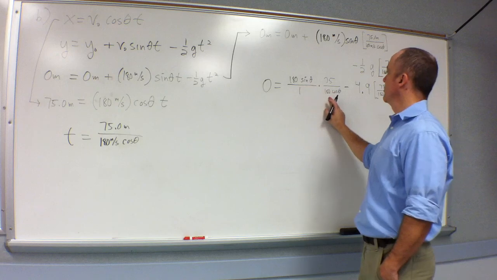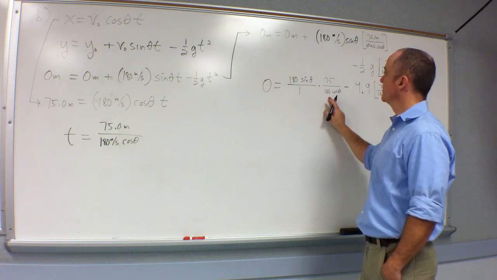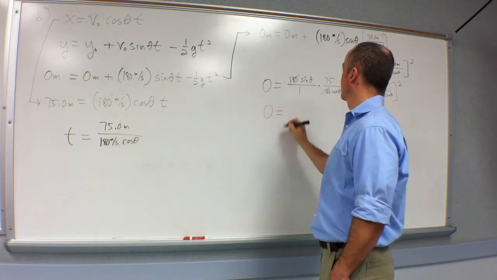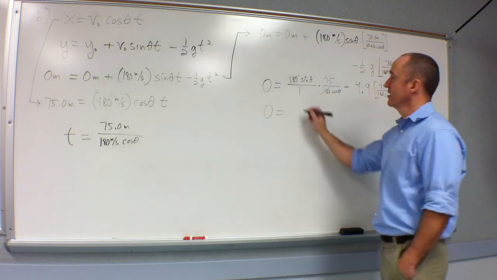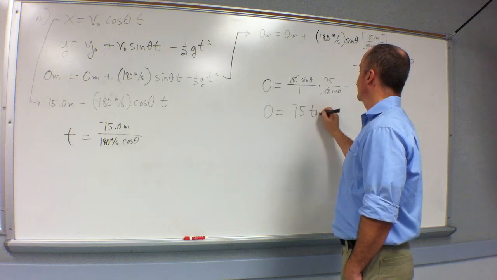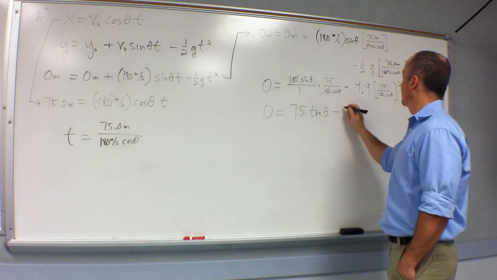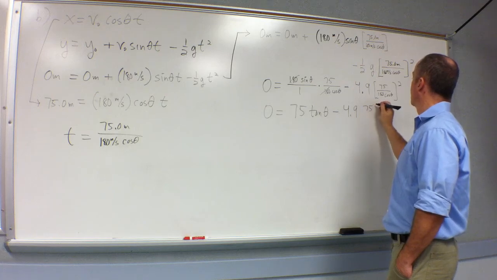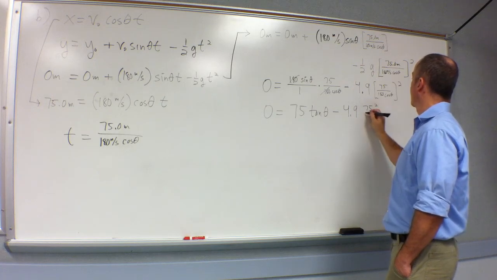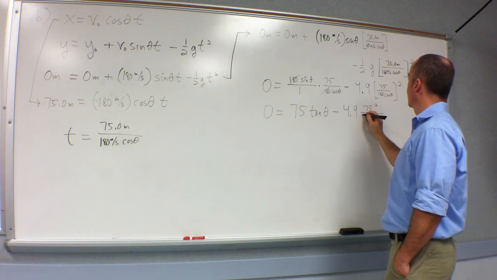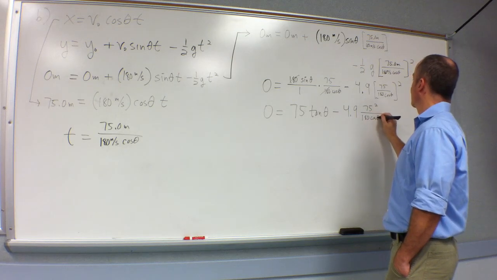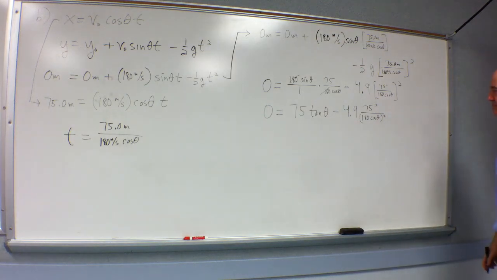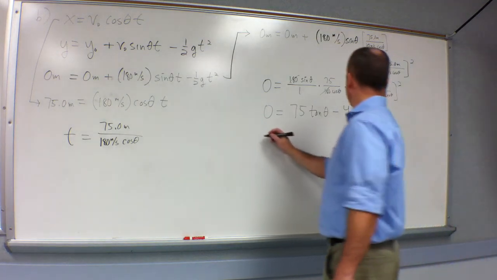What happens to the 180 and the 180? They cancel out. What's sine over cosine? Tangent. Does everyone agree with Tyler on that? Yeah. Okay, so that's going to be 75 tangent theta minus 4.9 times 75 squared over 180 cosine theta squared. You can move the negative term over by adding.